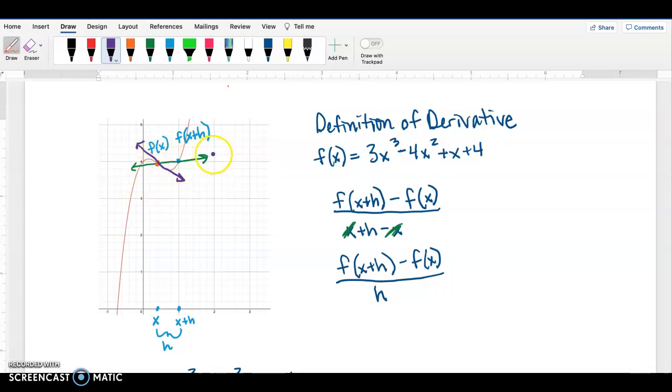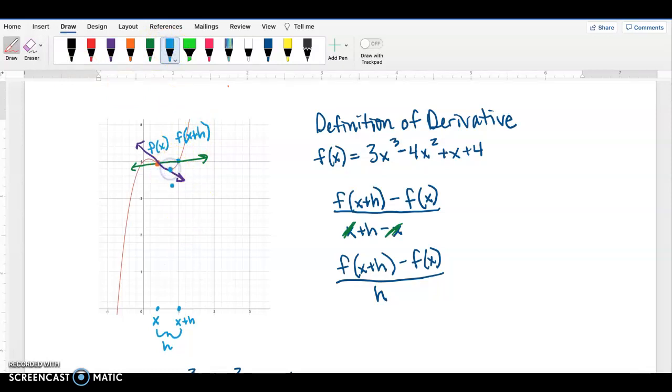So if you use the secant line to estimate the slope of the tangent line at f of x, this is inaccurate, right? Because it's totally different. The slope of the secant line looks like a positive slope, while the slope of the tangent line looks like a negative slope. So it's inaccurate. But if we make h smaller, let's scoot this point to here.